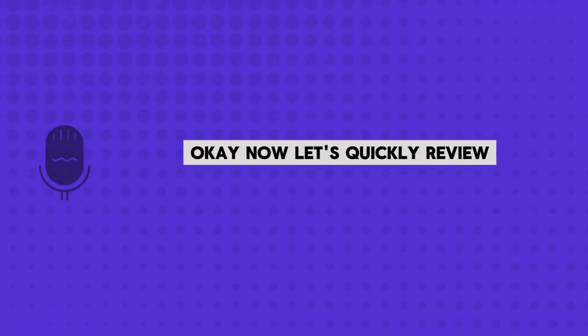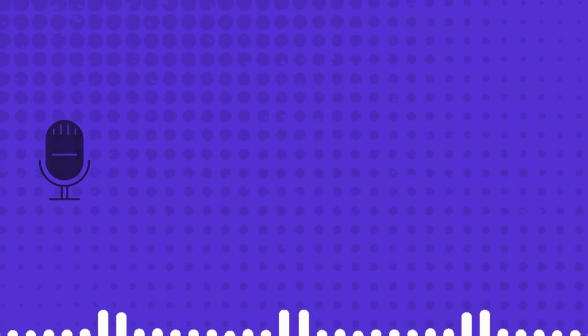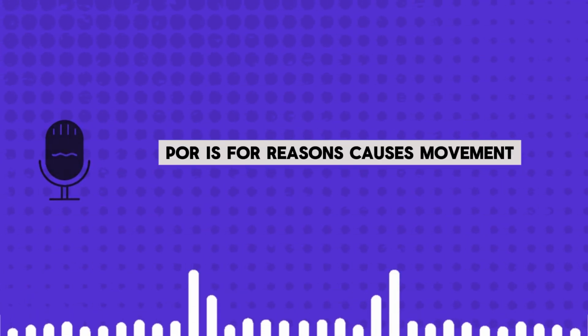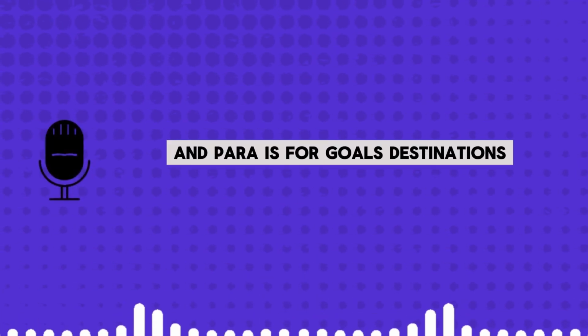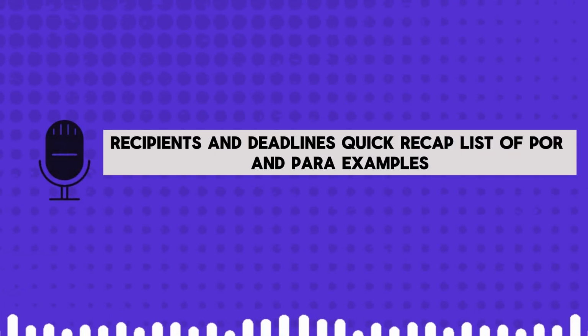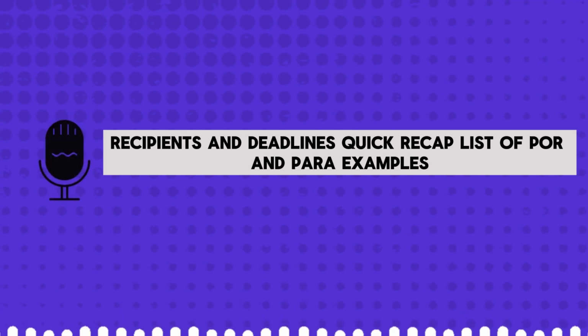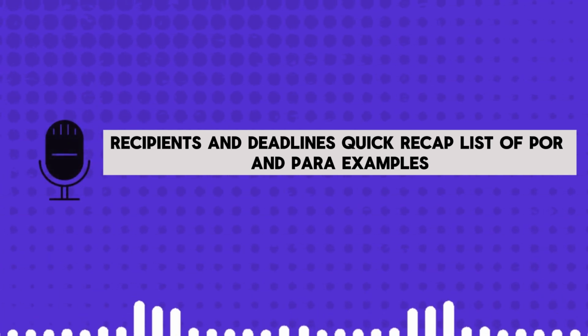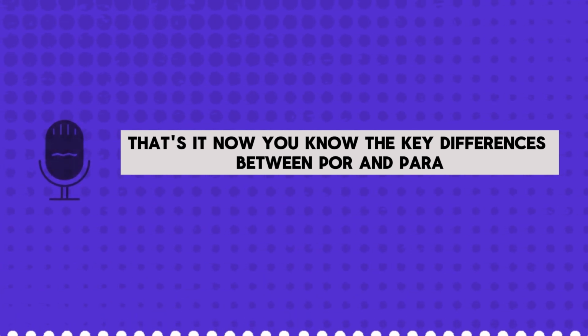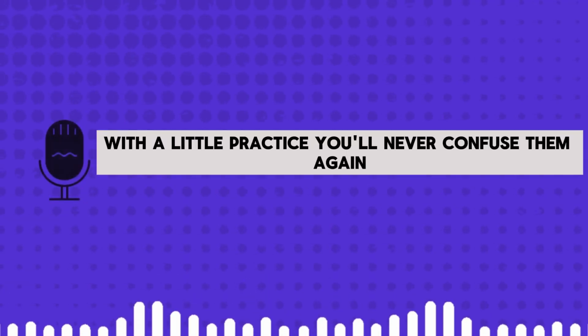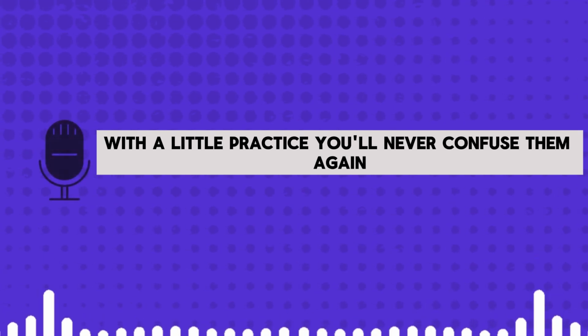Okay, now let's quickly review. Por is for reasons, causes, movement, exchanges, and means. And para is for goals, destinations, recipients, and deadlines. Quick recap list of por and para examples. That's it. Now you know the key differences between por and para. With a little practice, you'll never confuse them again.